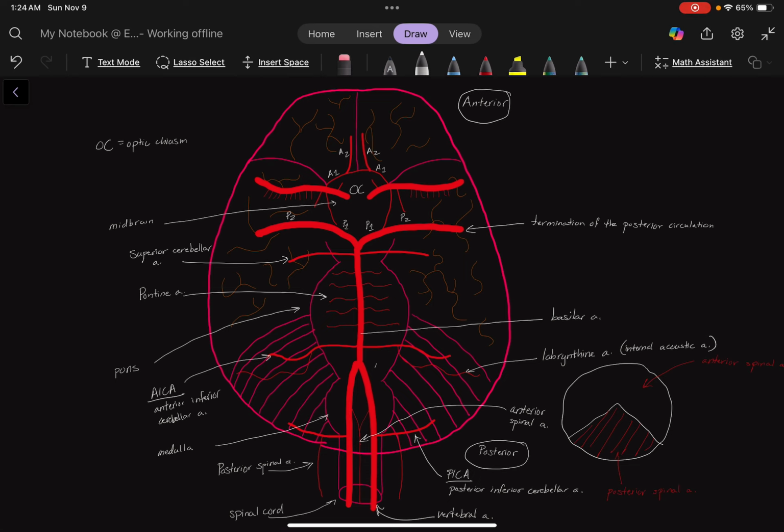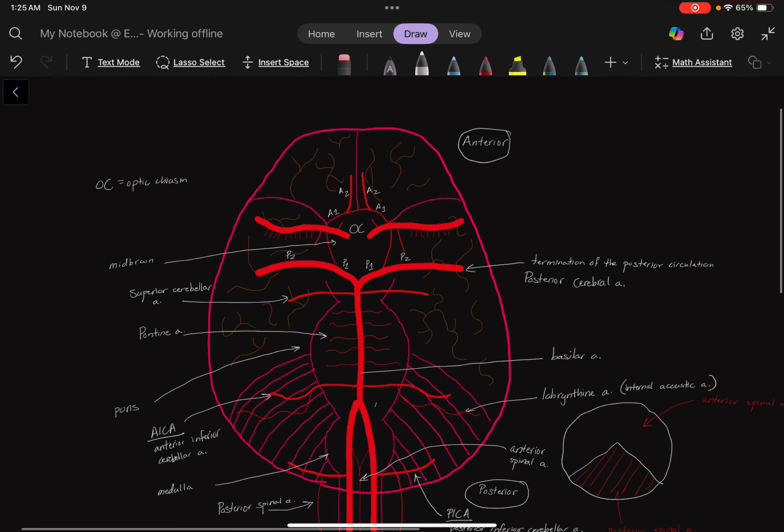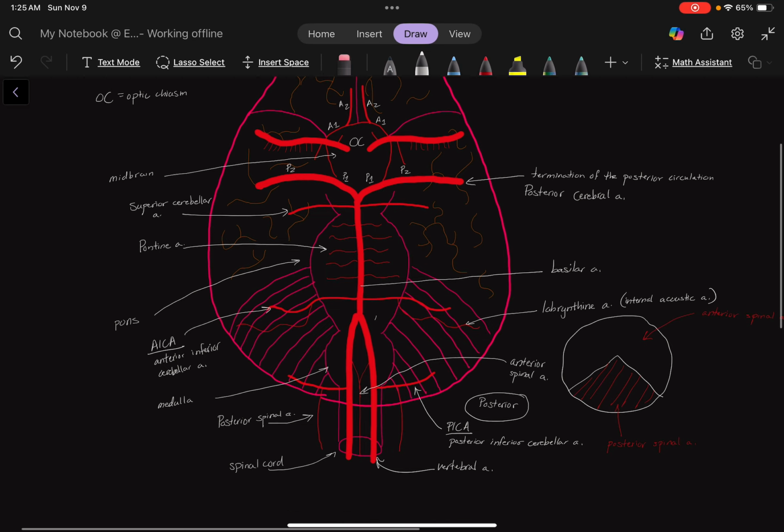And what is this blood vessel called? This is called the posterior cerebral artery, okay? This one is very important. So that concludes the posterior circulation of the brain. Now we're going to move on to the anterior circulation of the brain. So all of this would be considered posterior circulation of the brain, okay?